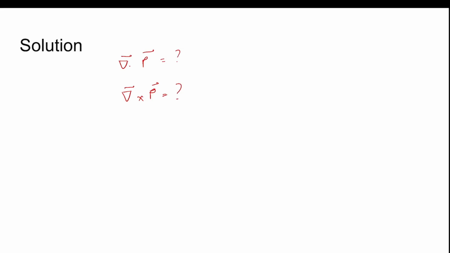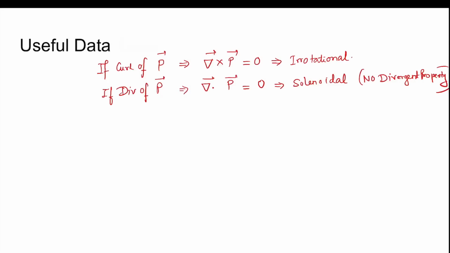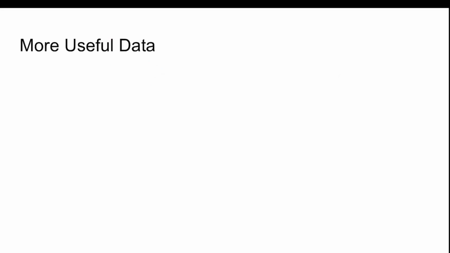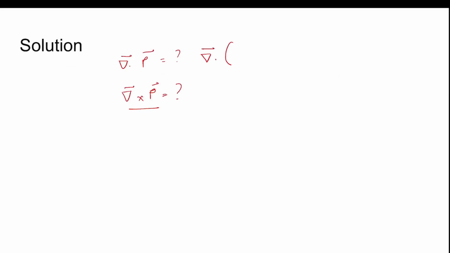If divergence comes out to be 0, you say it is solenoidal. If divergence is not 0, it is not solenoidal. If curl comes out to be 0, you say it is irrotational. If curl is not 0, it is not irrotational. So first determine the divergence of vector field P, which is given by x cube y ax hat minus x square y square ay hat minus x square yz az hat.